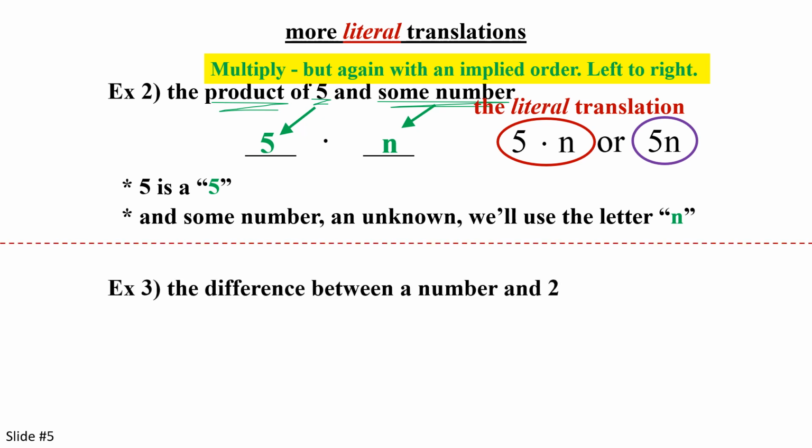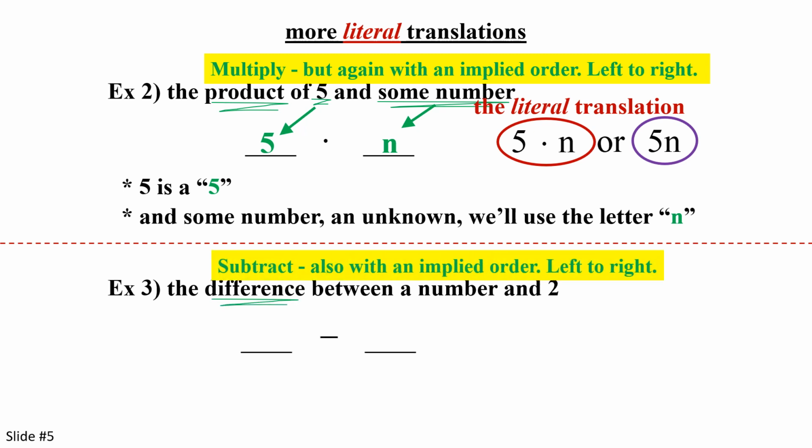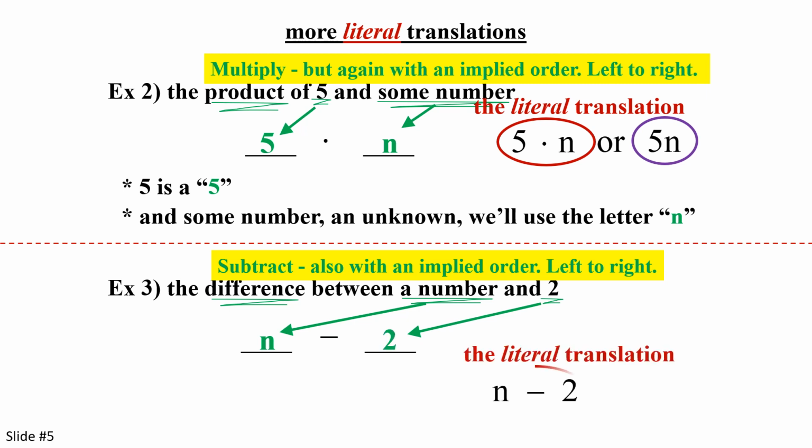Another one. The difference between a number and 2. Difference means subtract, but also has an implied order, left to right. A number is a variable, unknown. We'll use N. 2, well, that's 2. So the literal translation of the difference between a number and 2 is N minus 2.